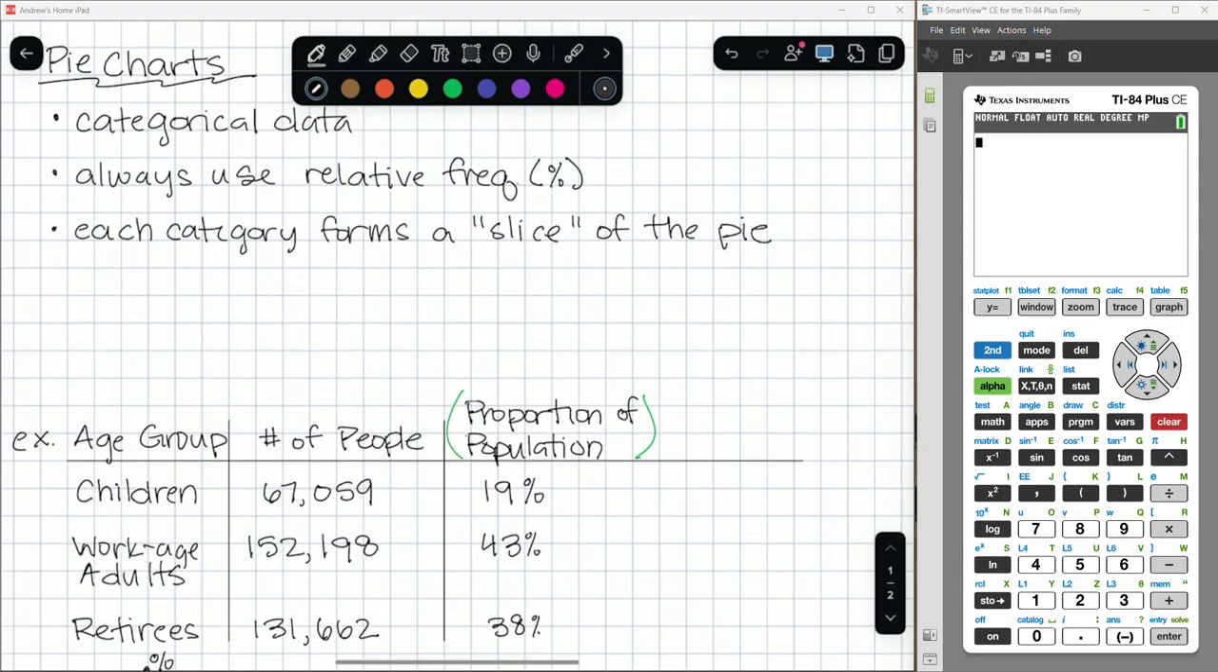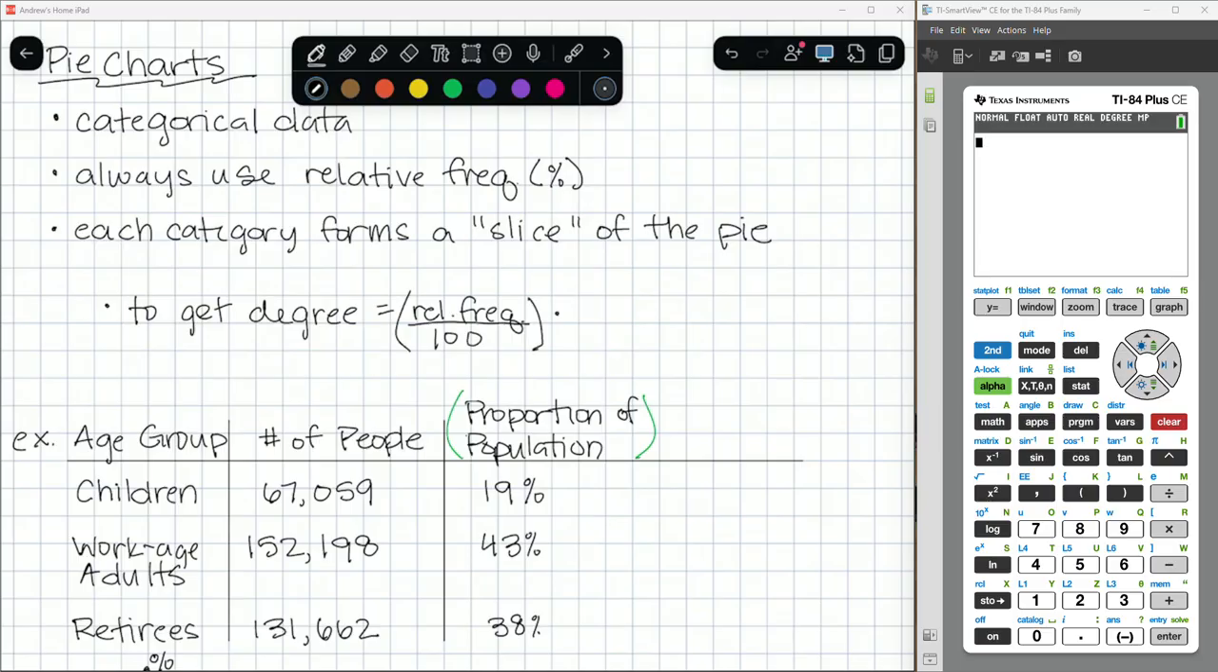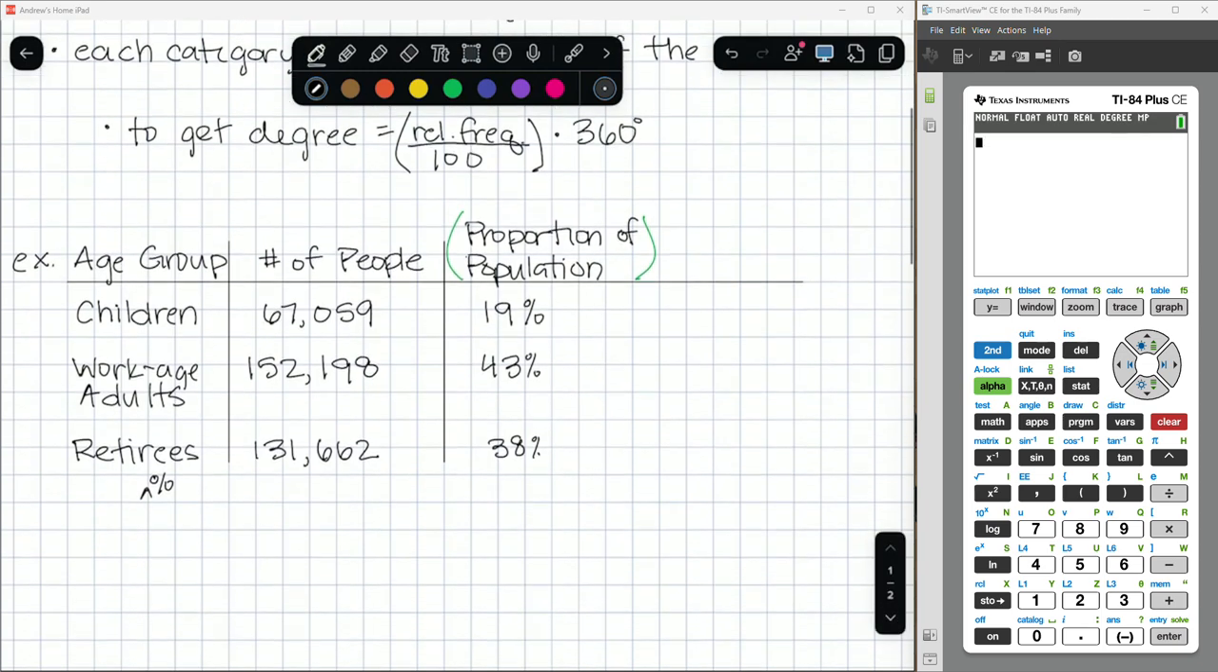So in order to get the degree measures, what we are going to do is take the relative frequency and divide it by 100 to turn it into a decimal, and then multiply it by 360 degrees. Once we've done that, we can start building our slices of pie. So let's go ahead and do this together.